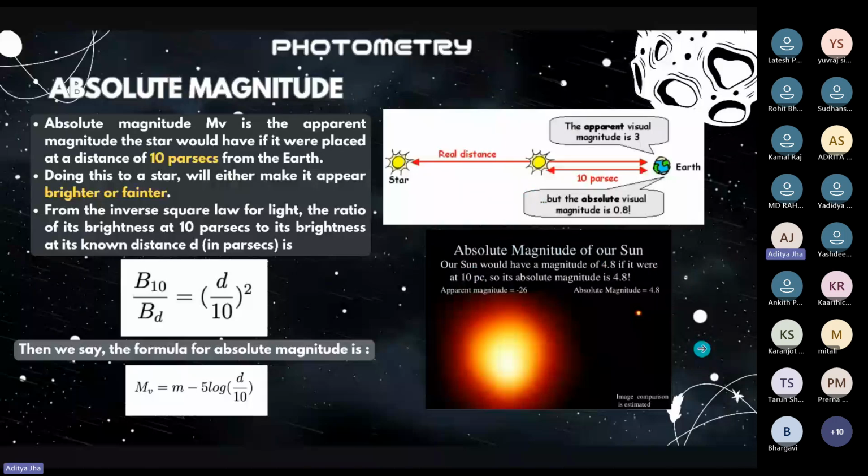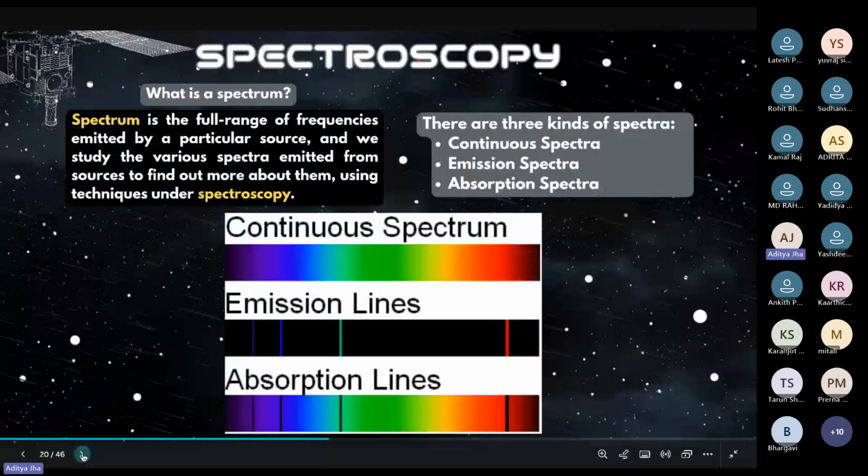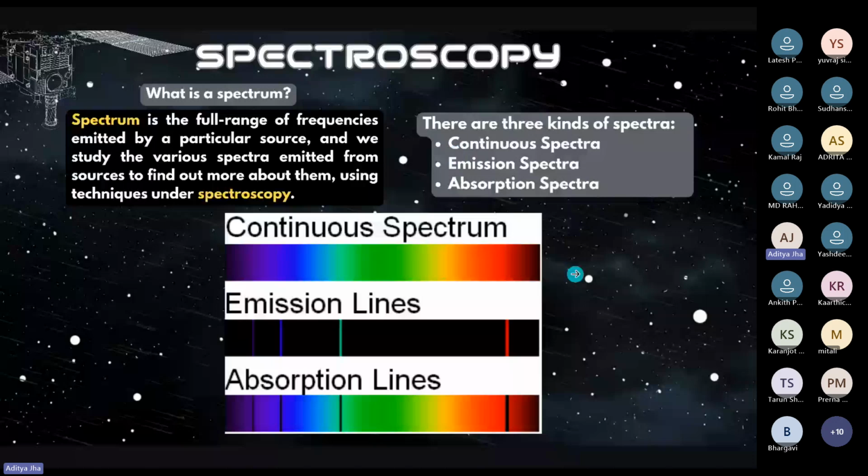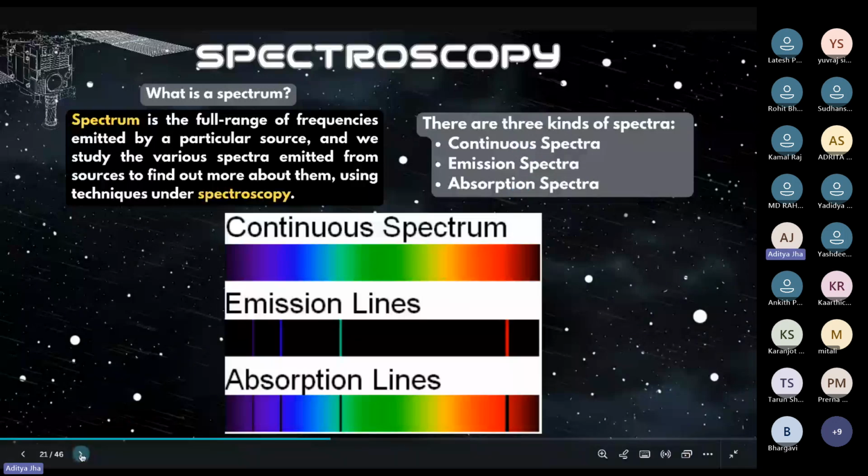So let's continue. Let's talk about spectroscopy now. Spectroscopy studies spectra, and a spectrum is a full range of frequencies emitted by a particular source. We study the various spectra emitted from these sources to find out more about them using techniques under spectroscopy. There are three kinds of spectra that come from a source: continuous spectra, emission spectra, and absorption spectra. Let's talk about them one by one.